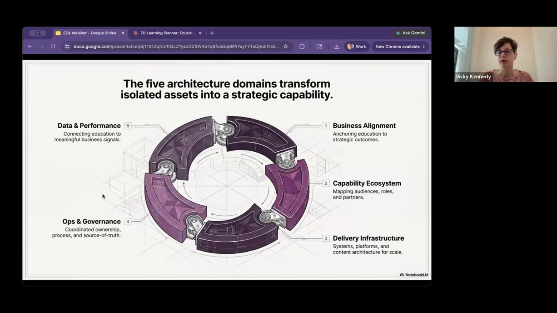How is your delivery infrastructure set up across your organization? The fourth pillar is your operations and governance. So this is ownership, process, and source of truth. I mentioned earlier I was going to talk about source of truth. I think I've already talked about it quite a bit, but that source of truth is probably one of the biggest unique things about customer and partner education that doesn't quite exist in other spaces.